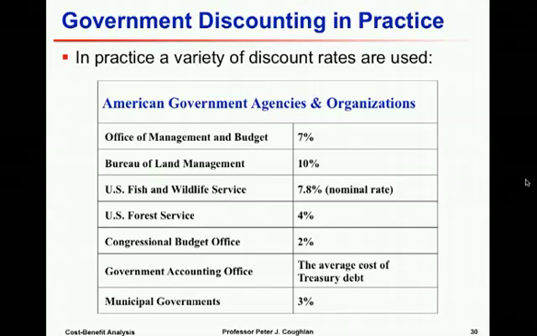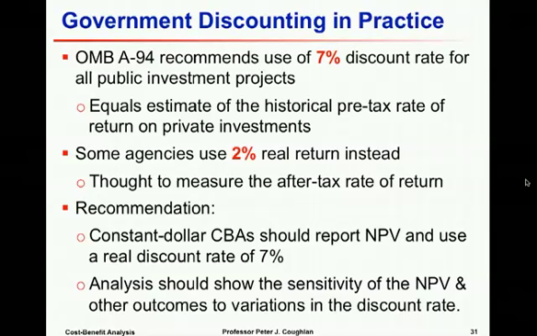The GAO uses the average cost of Treasury debt, which changes over time. So you can see that depending upon the level of the agency and the purpose, there can be a variance. Even then, we don't get necessarily a clear answer. However, the OMB does recommend a 7% discount rate for all public investment projects. And when in doubt, that's the rate that you should use. Where does 7% come from? Well, it's an estimate of the historical pre-tax rate of return on private investment.